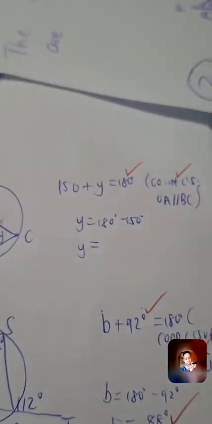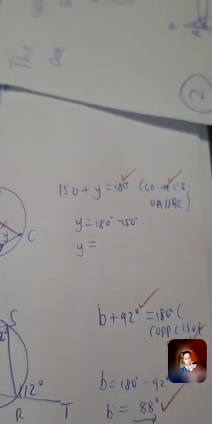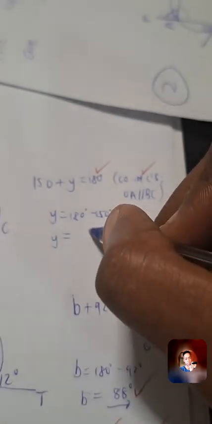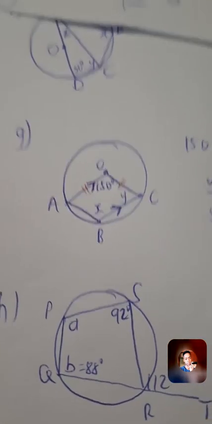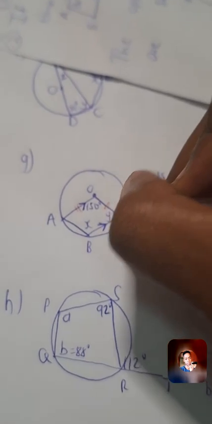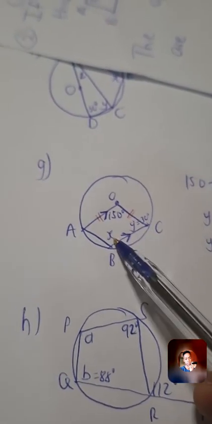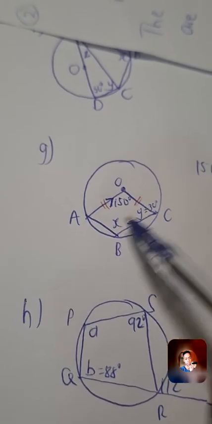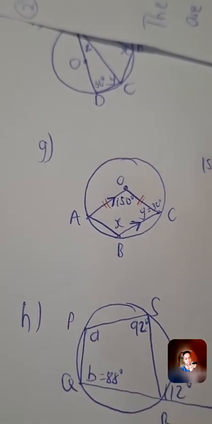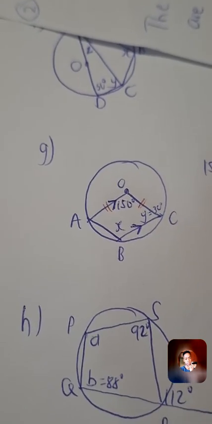Okay, so you can continue. Then y equals 180 minus 150. Spot on. That would be 30 degrees. So I have 30 there, 100%. Moving right along, therefore it would be y plus x equals 180.